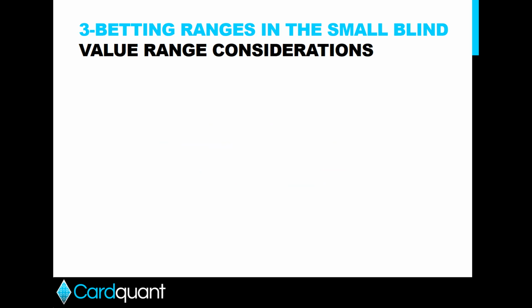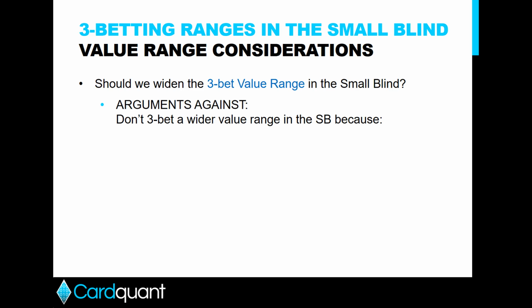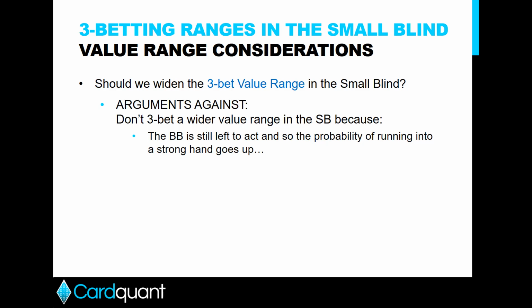Unfortunately, well, perhaps fortunately, if you don't want to 3-bet especially wide, there are some decent arguments against. The arguments against 3-betting a wider value range in the small blind are that the big blind is still left to act, and so the probability of running into a strong hand just goes up. If you're 3-betting from the big blind against a single open, you already know that there's just that player left in the pot, whereas if you're in the small blind, there's the big blind who you have no information about whatsoever in terms of his range. Maybe if you're playing live, you can see that he's already throwing his hand away, but in an online game, you're not going to be privy to that information. Or at least I certainly hope not.